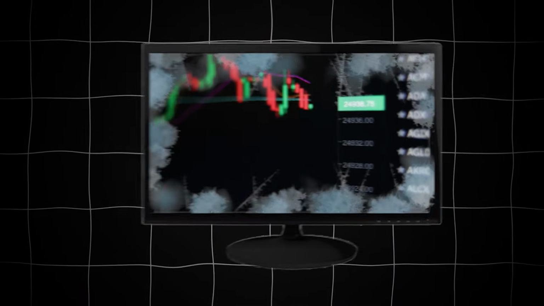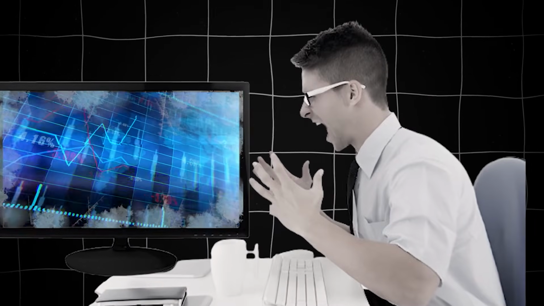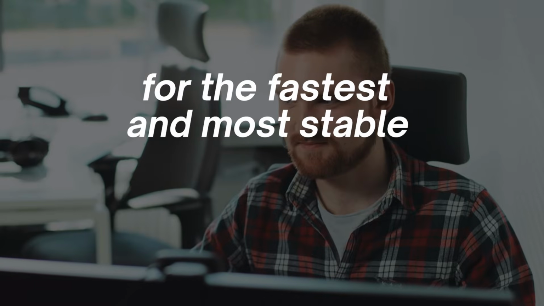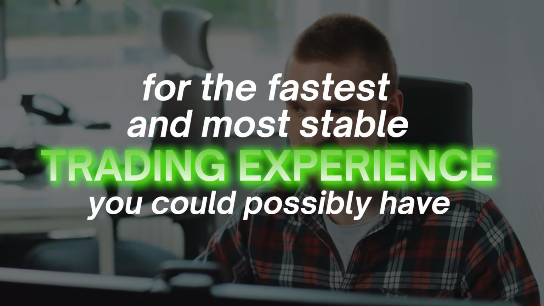Does your trading platform freeze, or does it burst its data on and off right when the market opens, or when the market is super volatile, like right after a news event? Oh my God, I know how infuriating that can be. Today, I'm going to show you how to fix these problems and optimize your system for the fastest and most stable trading experience you could possibly have.